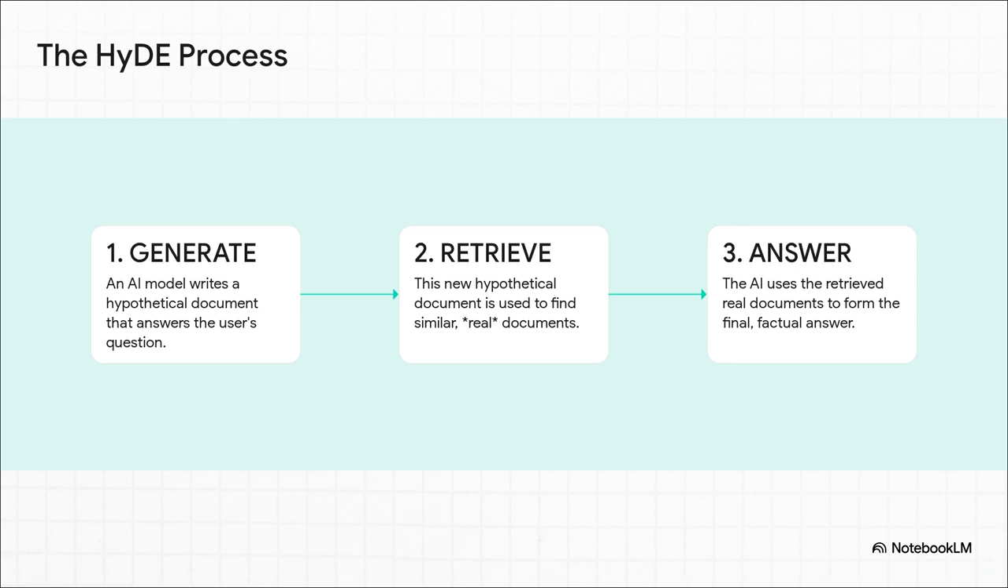And finally, step three, the most important one, answer. The AI takes the real, factual documents it just found and uses those to build the final accurate answer it gives back to you. So you see, the hypothetical part was just a tool, like a clever flashlight, to find the real treasure. The final answer is grounded in actual data.